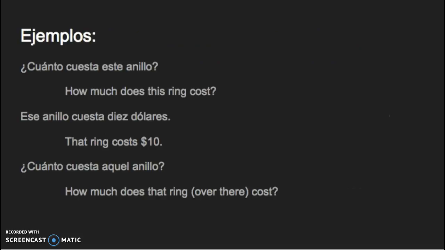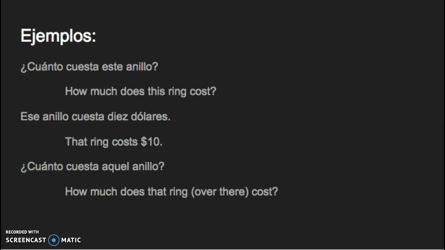Example. ¿Cuánto cuesta este anillo? How much does this ring cost? This would be when the ring is close to you and you're pointing at it or picking it up. Ese anillo cuesta $10. That ring costs $10 when the ring's a little further away. ¿Cuánto cuesta aquel anillo? How much does that ring over there cost?